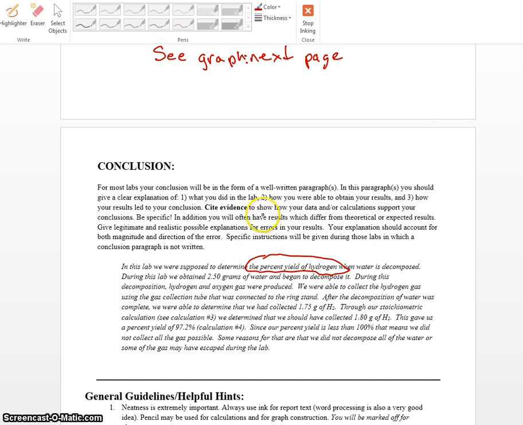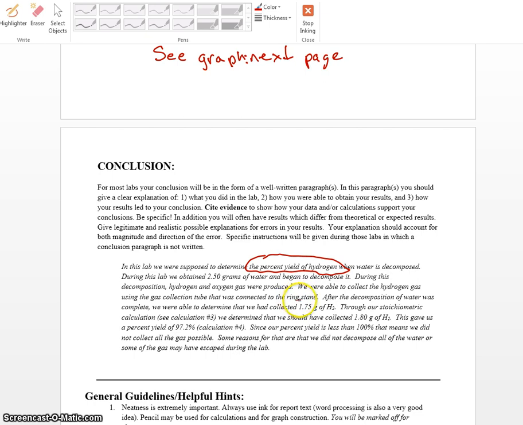Talk a little bit about what you did in the experiment. In other words, see how in this it says, during this decomposition, hydrogen and oxygen gas were produced. We were able to collect the hydrogen gas using the gas collection tube that was connected to the ring stand. So we're explaining to the reader what we did in order to collect the data and to analyze the data. That's helpful to the reader to understand the process you used to come up with the answer that you got.